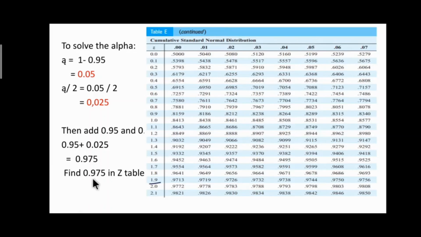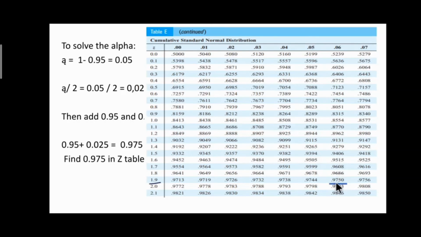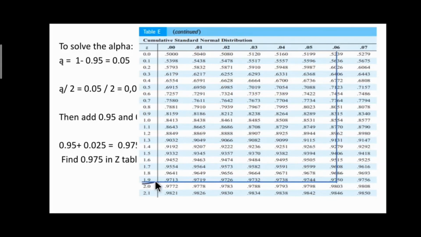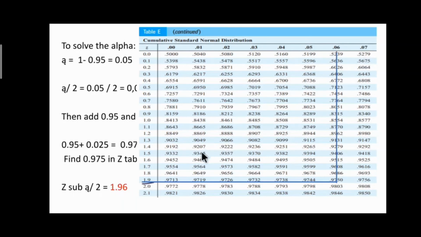So, look for 0.975 in the Z table. When we find 0.9750 in the Z table, the numbers that intersect at 0.975 are 1.9 and 0.06. So the answer for z sub alpha over 2 is 1.96.